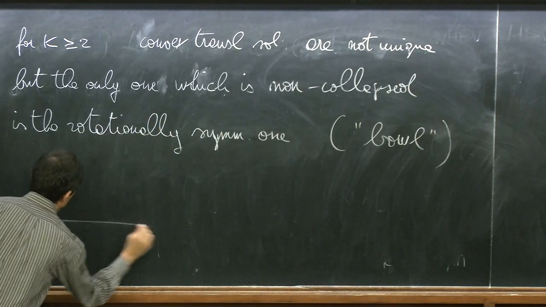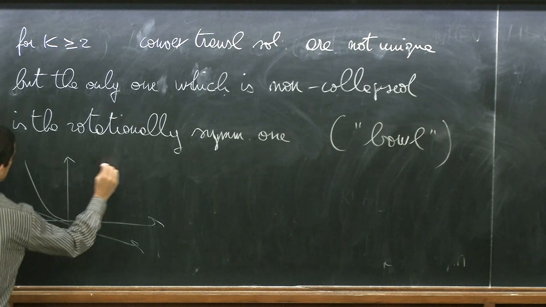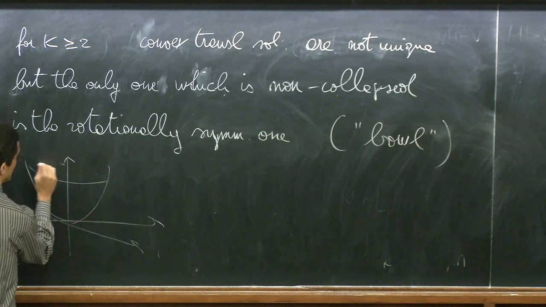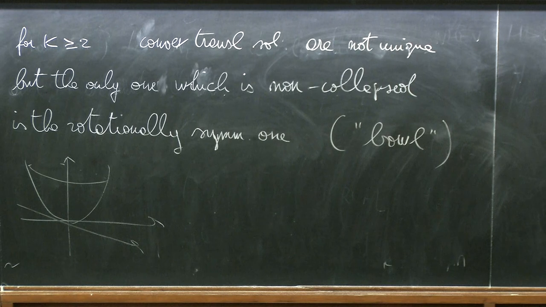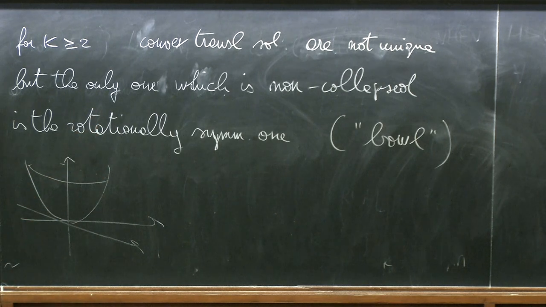which looks much like a paraboloid. So it's not exactly a paraboloid, but it's asymptotic to a paraboloid. Contrast this with the Grim Reaper. The Grim Reaper is confined in a strip. This opens up more and more, like a paraboloid with a higher and higher slope.